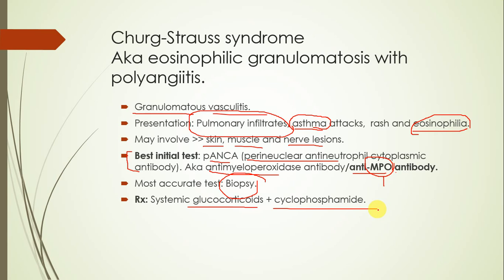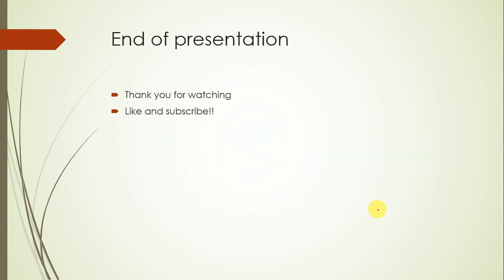The treatments are similar. For all 3 diseases, we would have steroids and cyclophosphamide to induce remission. But in aggressive disease, especially Goodpasture and Wegener's, we would require plasmapheresis and renal dialysis or hemodialysis. So those are the important points that you must remember when answering a question or dealing with a patient in your clinic. That's the end of the presentation.